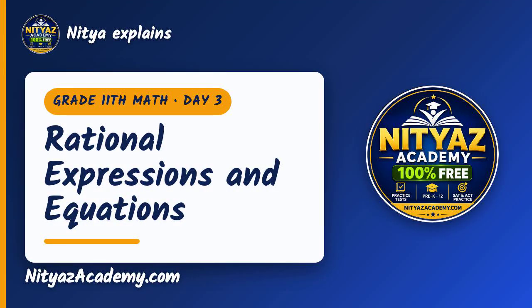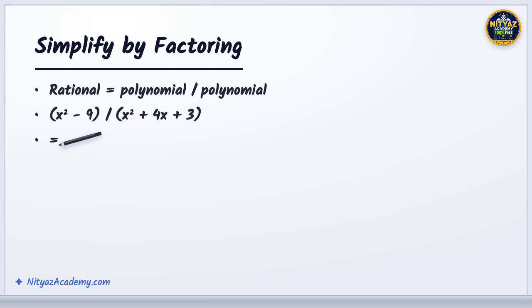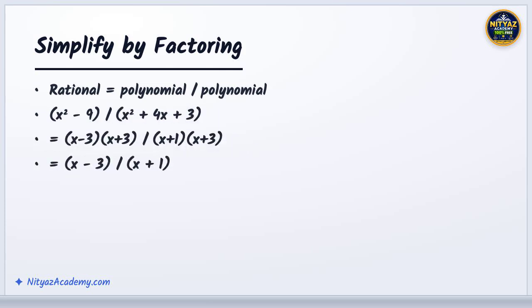Let's learn rational expressions and equations together step by step. A rational expression is one polynomial divided by another. To simplify, factor the top and bottom, then cancel shared factors.